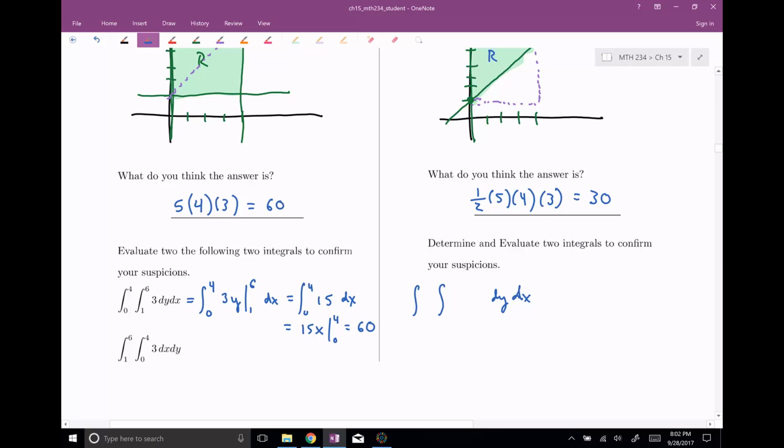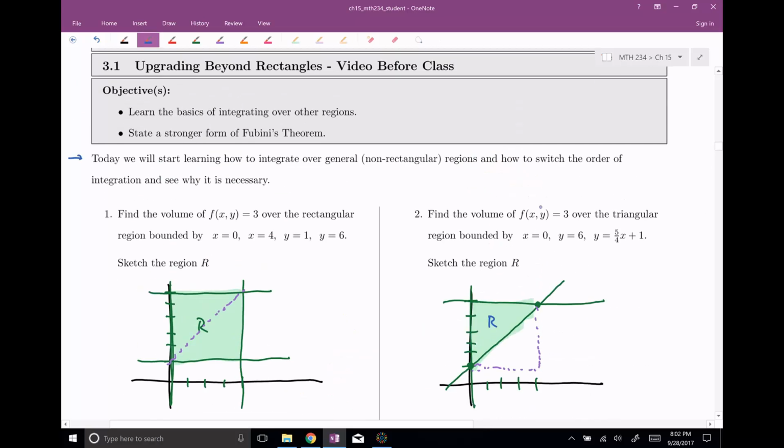Well, the function that I'm integrating is the same as before. It's just the function 3, right? So f of xy equals 3. So that's not the complicated thing. It's really setting up the region. What are our bounds of integration?